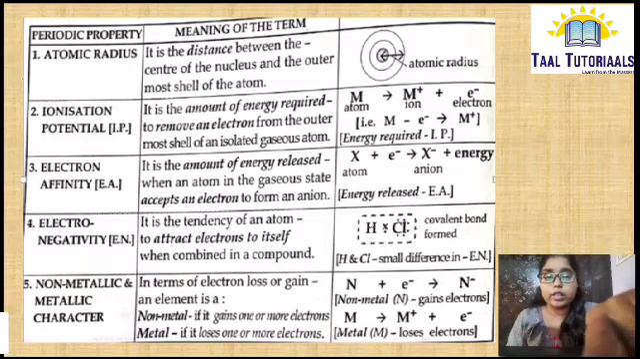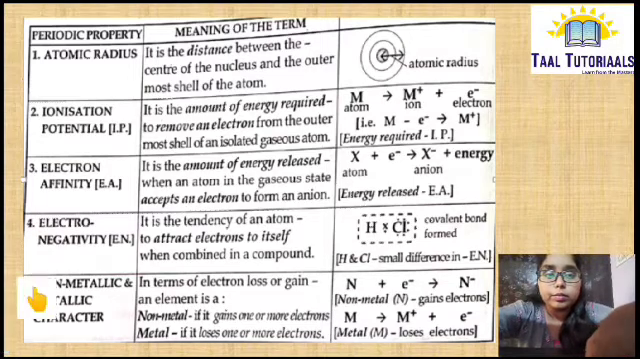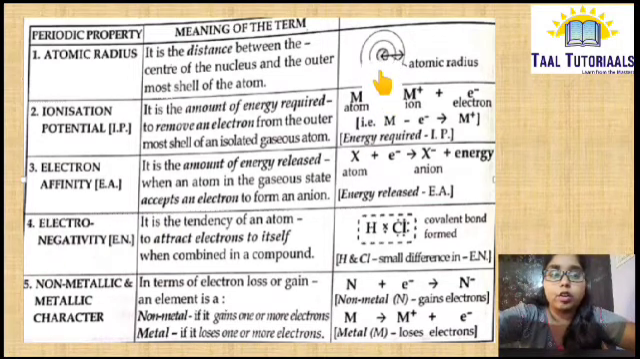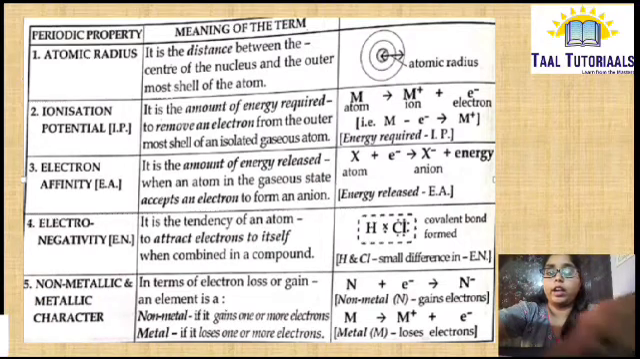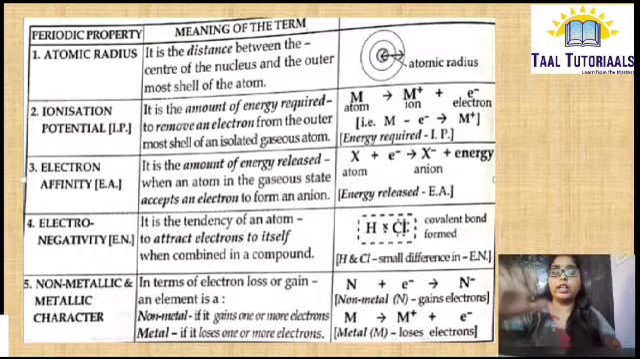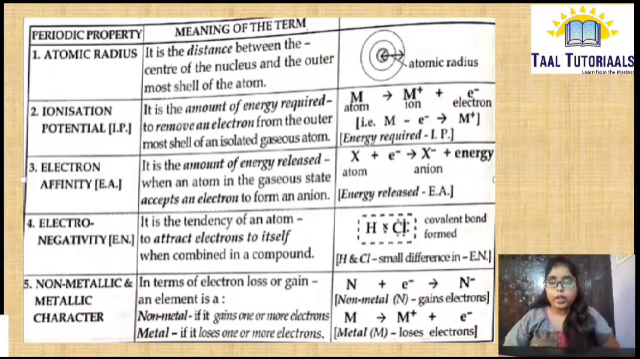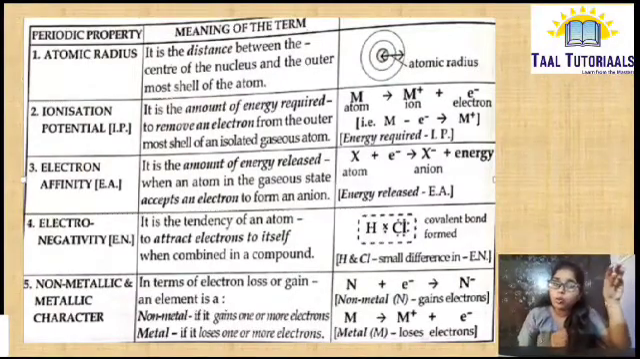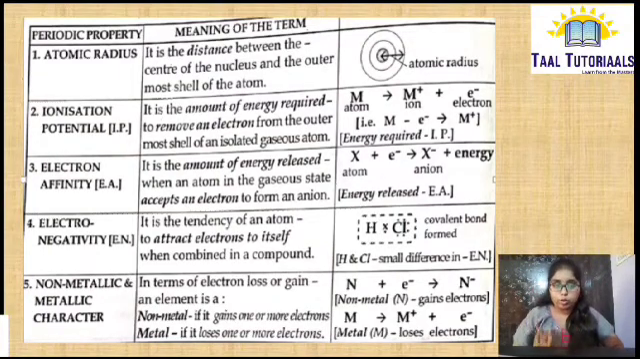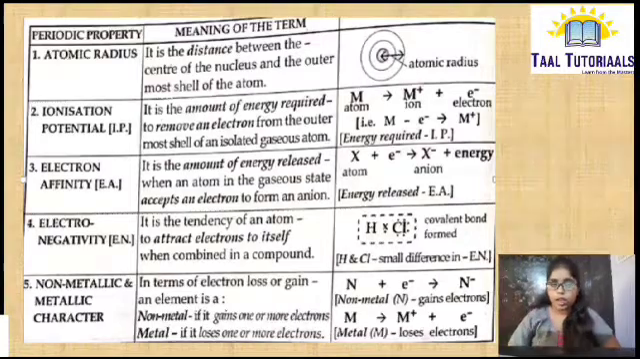In this picture you can see here, this is the center of the nucleus and this is the outermost shell of the atom. The distance between these two is known as atomic radius. Then comes the ionization energy. Ionization energy is the amount of energy required to remove the outermost electron, the energy required to remove an electron which is present in the outermost shell of an isolated gaseous atom. This is ionization energy or ionization potential.